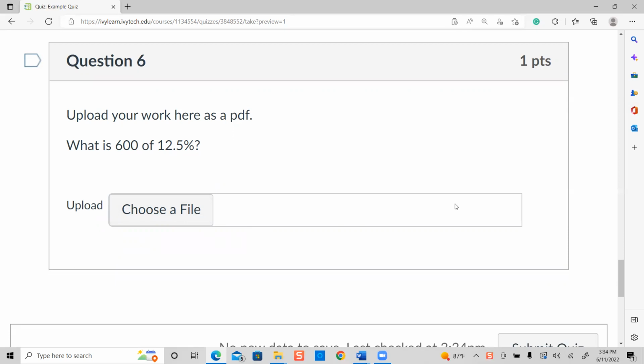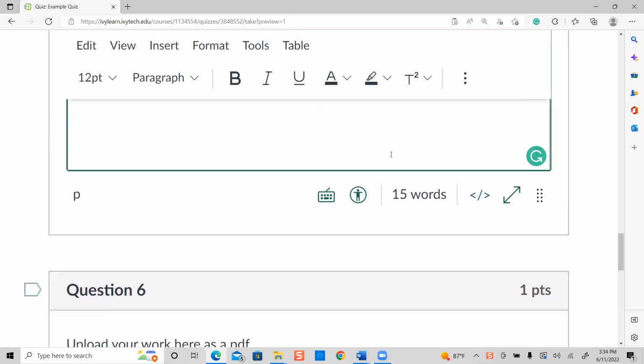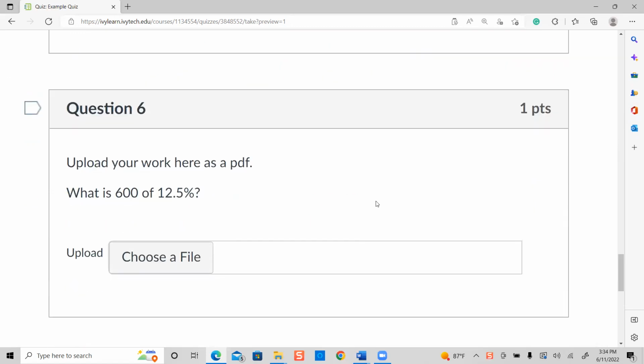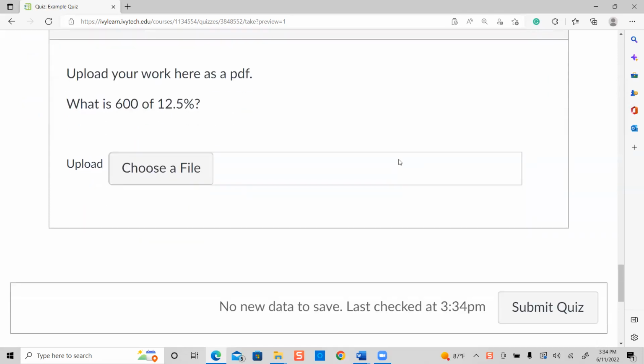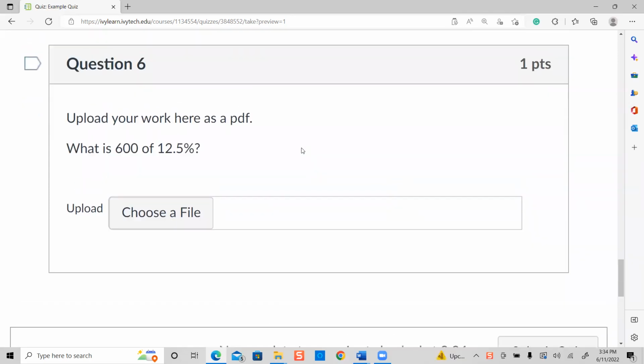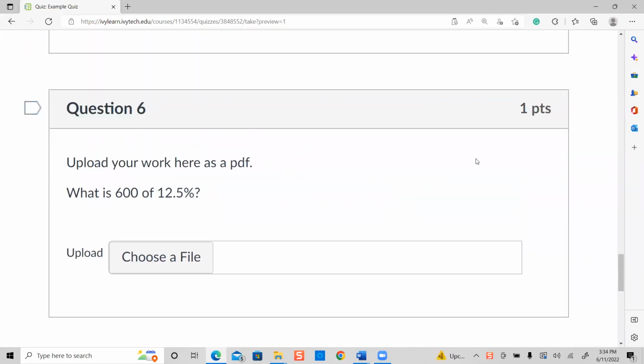And make sure you name it, and make sure on the paperwork that you upload here or here, it has your name, the date, the title of the assignment, and the question number, okay? That way it's easy to follow.